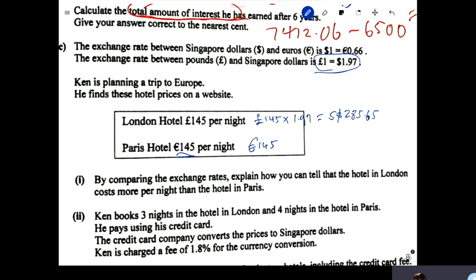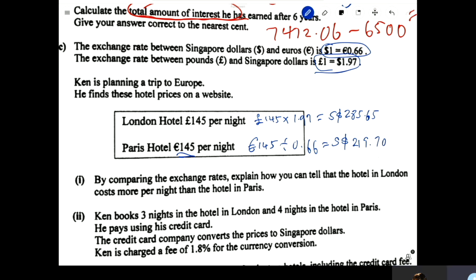Okay, you see the conversion here is 1 Sing dollar is 0.66. Right? So do I times or divide? Times 0.66. No, divide. Reverse ratio. Alright, so it's 145 divided by 0.66. So Sing dollar is 219.7.